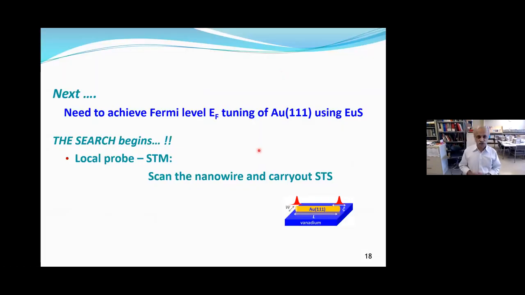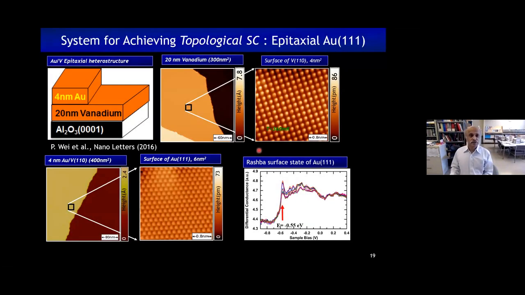Now the question is, of course, we need to tune the Fermi level in the system. That leads us to looking for the Majorana pair using STM. So then we switch to completely STM studies. What we have is a layer stack, as you can see here, the vanadium and the gold. You take some region of the vanadium, and you can see the atomic structure of the vanadium on one wall, as I mentioned before. Similarly, you can see that of the gold on top of the vanadium.